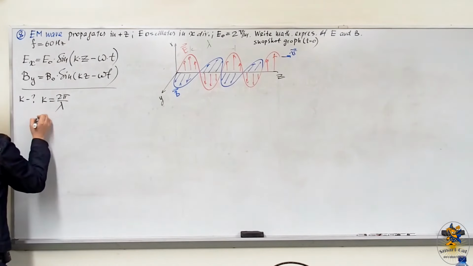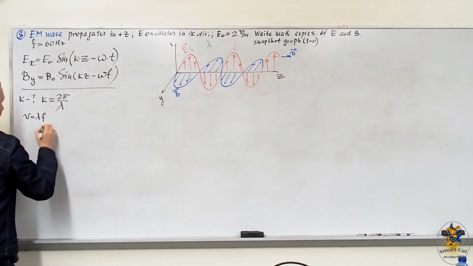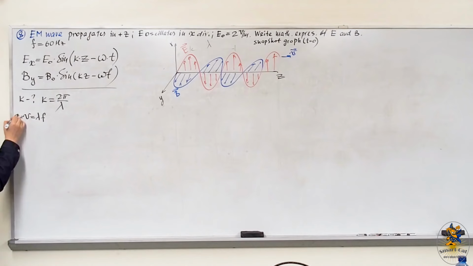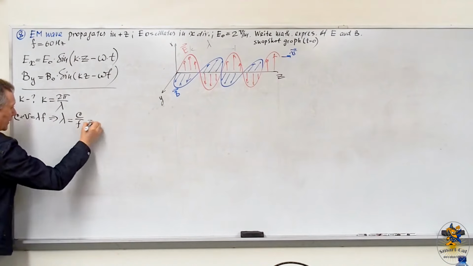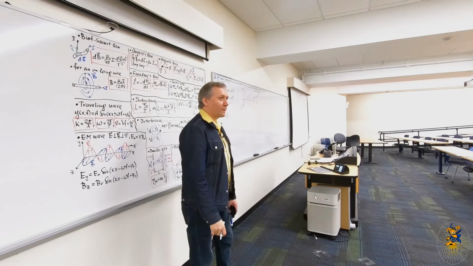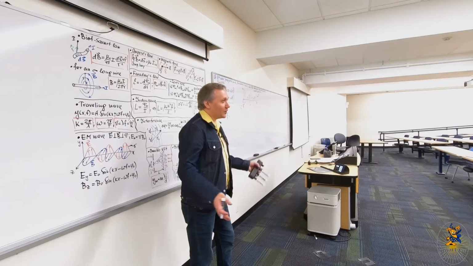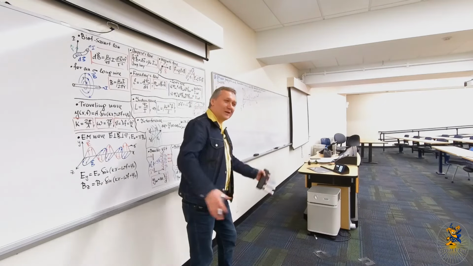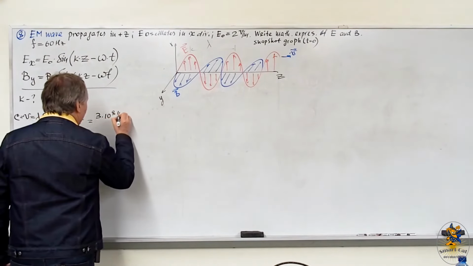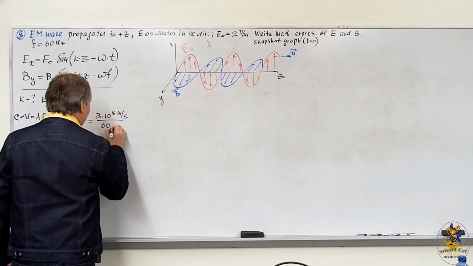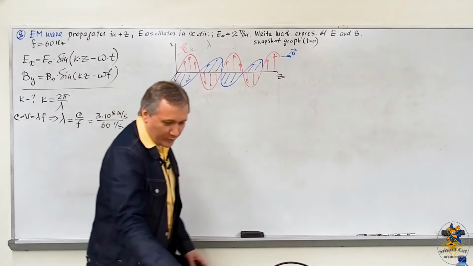Since v equals lambda f, and of course v equals the speed of light, from here we can get lambda equals c divided by f. Now I will plug in numbers, and don't get scared because the wavelength is going to be really gigantic. Low frequency, 60 hertz electromagnetic wave, really gigantic wavelength. 3 times 10 to the power of 8 meters per second divided by 60 hertz. Hertz is 1 over seconds.